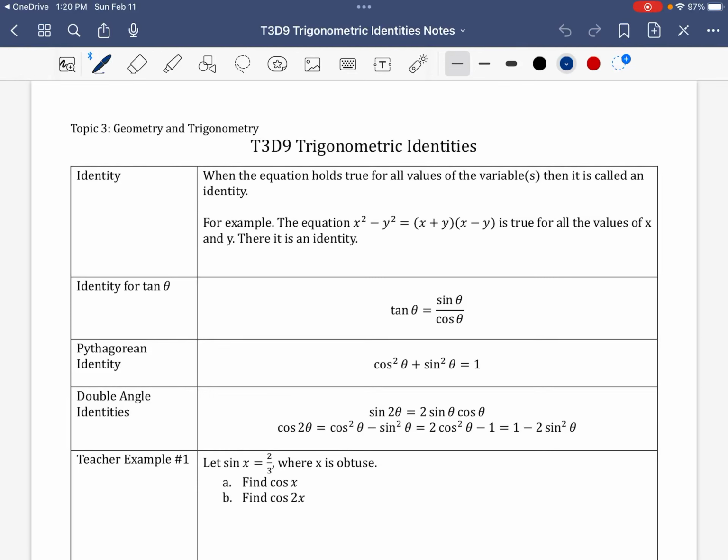Topic 3D9, Trigonometric Identities. When we talk about an identity, it's when an equation holds true for all values of the variable or variables. For example, when we have x squared minus y squared, we can factor that into x plus y times x minus y. That equation is always true for values of x and y. Therefore, it is an identity.